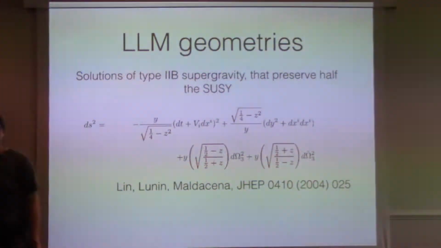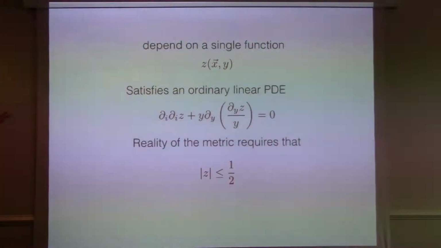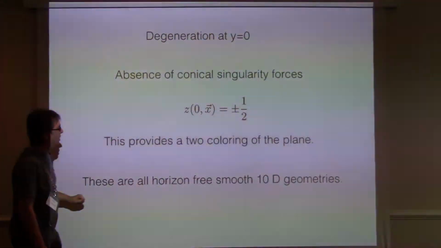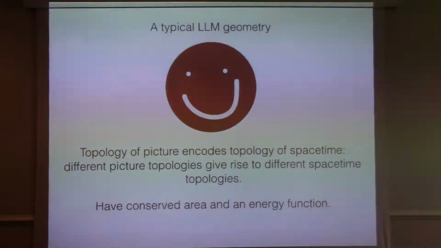And then you can see that this is a proper metric with proper signature that doesn't blow up. Okay. So reality of the metric just requires that z is less than 1/2, and then non-singularity requires that z takes the value +1/2 or -1/2 on the boundary. And then there's this point where that +1/2 goes to -1/2, and you need to analyze that joining a little bit more carefully, and it turns out that there you're joining them on a plane wave, so it's a weird coordinate system for this stuff, but it works. Okay. So the absence of conical singularities really forces this stuff, and this provides a two-covering of the plane, and then these are all the horizon-free smooth 10D geometries that you can write down. Okay, and this is what a typical LLM geometry is.